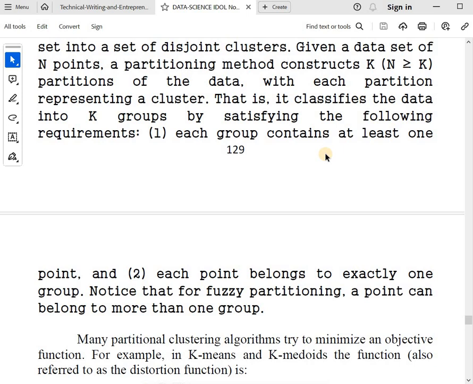So what are the implications of these two points? First point, अगर आप फिर से एक बार पढ़ोगे तो आपको समझ में आएगा कि each group contains at least one point, मतलब कोई भी ग्रुप empty नहीं होना चाहिए. कोई भी ग्रुप क्या नहीं होना चाहिए? Empty नहीं होना चाहिए. ओके. और अगर सेकंड पॉइंट फिर से एक बार पढ़ोगे कि each point belongs to exactly one group, तो एक भी ऐसा पॉइंट नहीं होना चाहिए जो 2 या 3 ग्रुप्स को बिलोंग करता है.